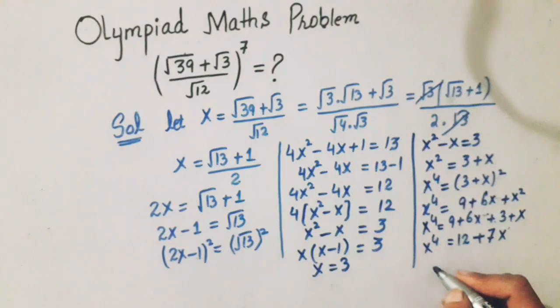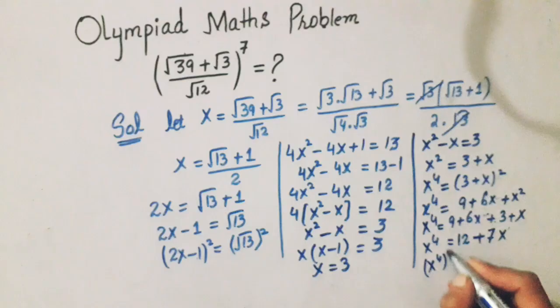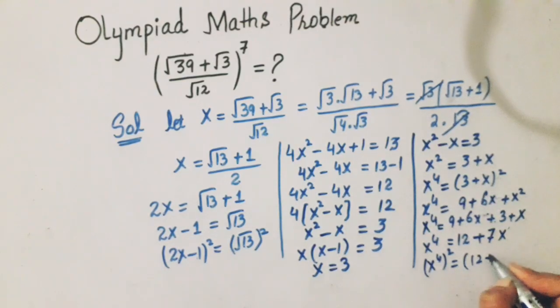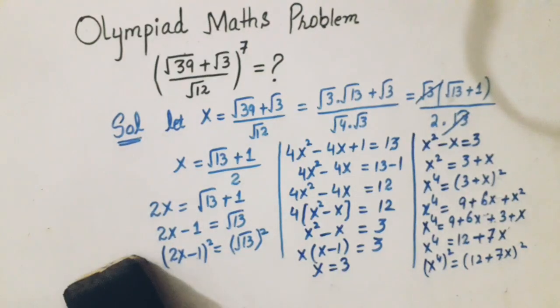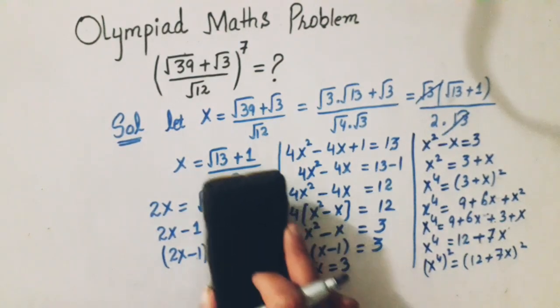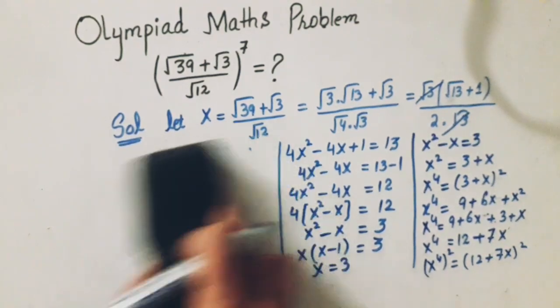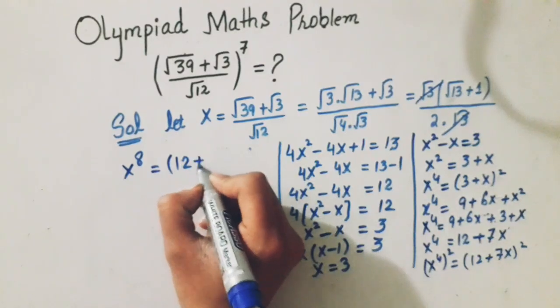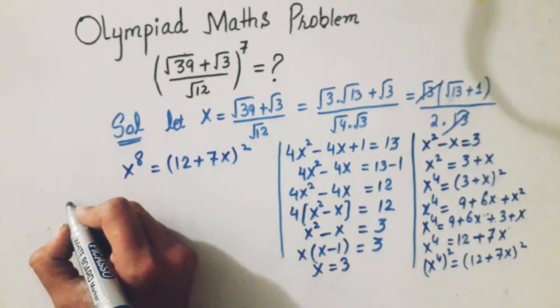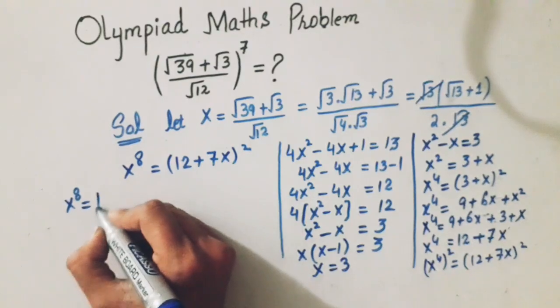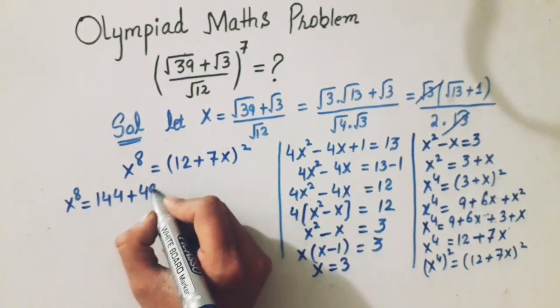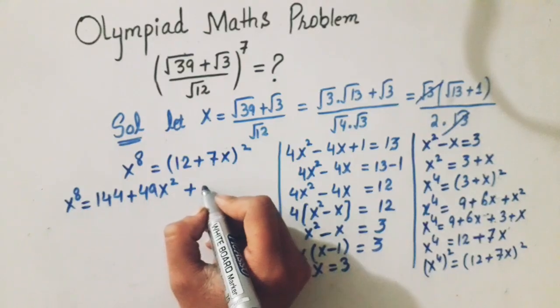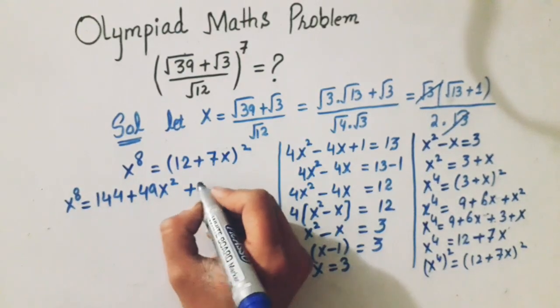Now we will again take the square of this. So x4 is square and this will be (12 plus 7x) square. We will solve this further and get x8 equals (12 plus 7x) square. That means x8 equals 144 plus 49x square plus this will become 168x.